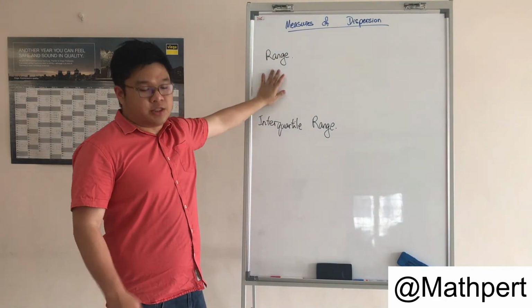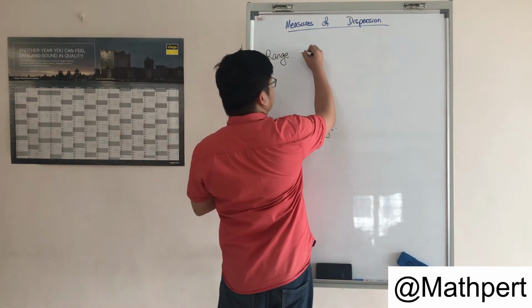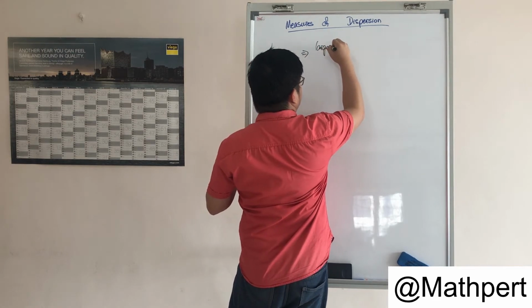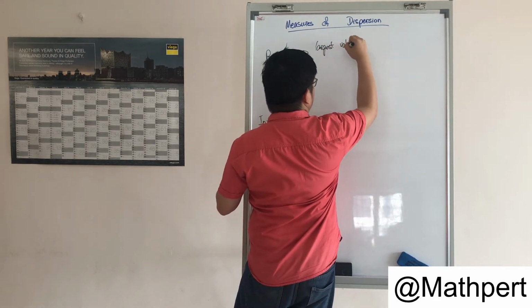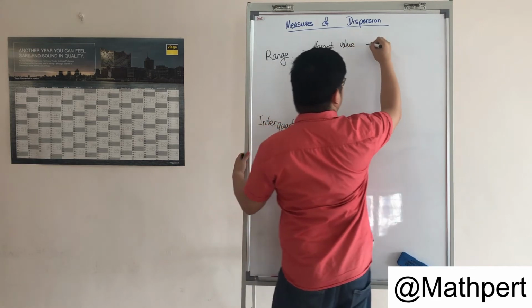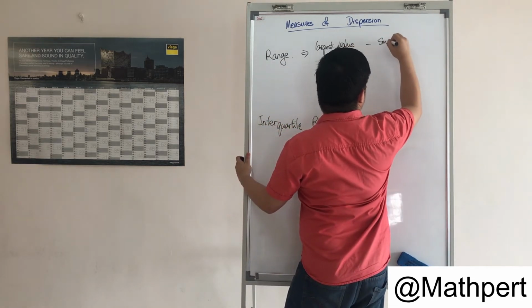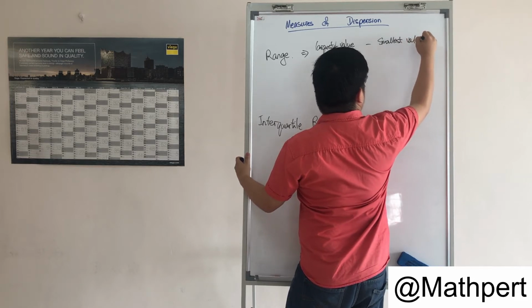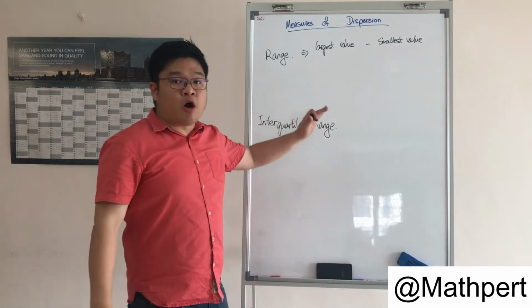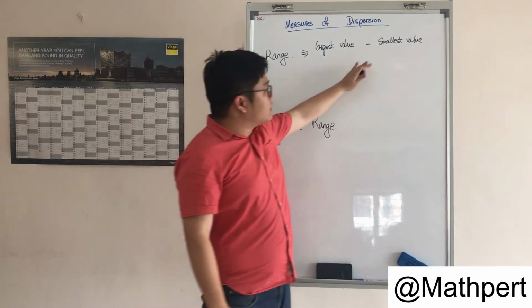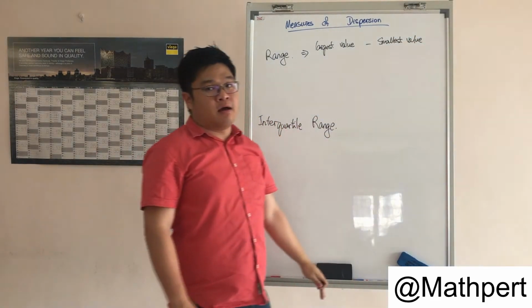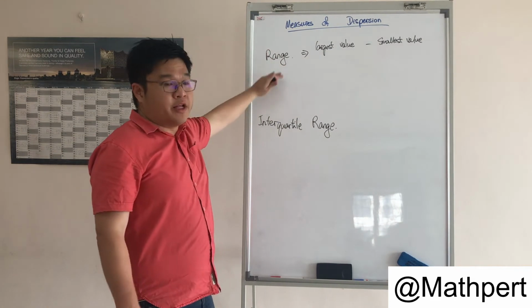So what is range? Range is the largest value minus the smallest value. Alright? The largest value of a set of data minus the smallest value of the set of data. Right? Then we will get the range.